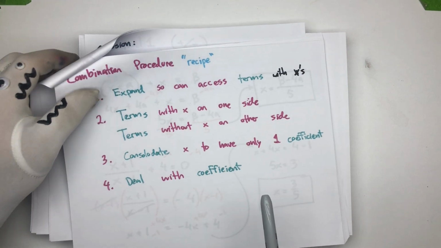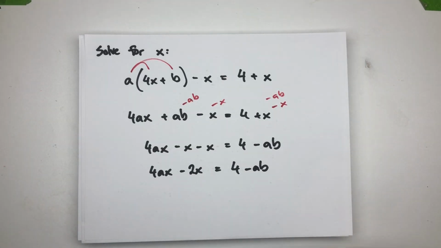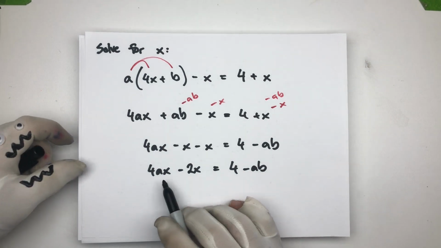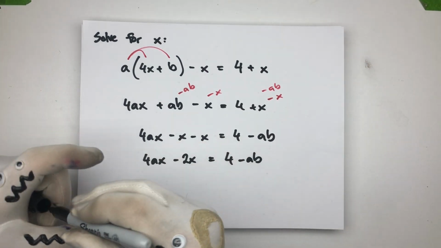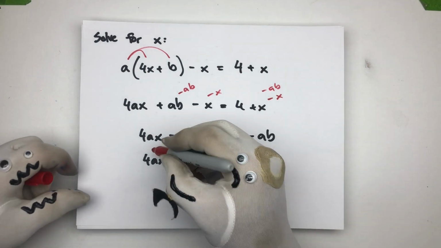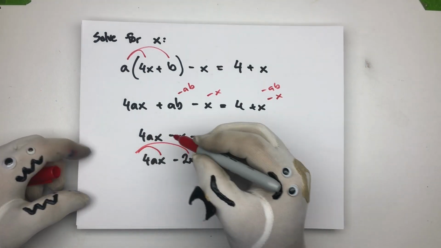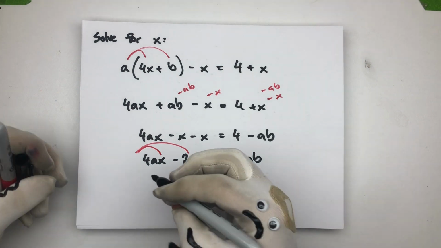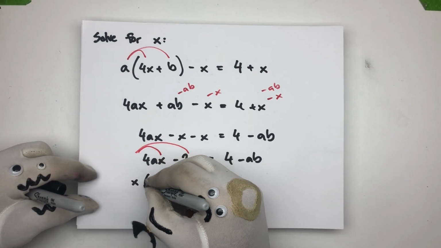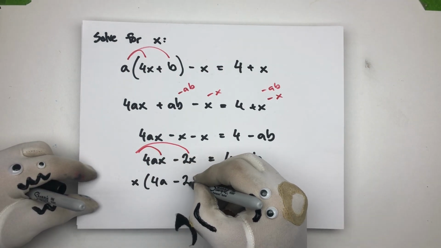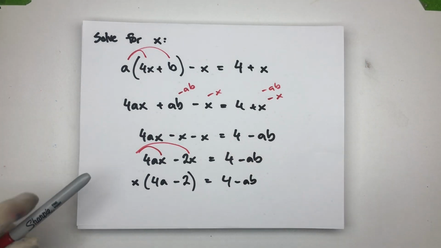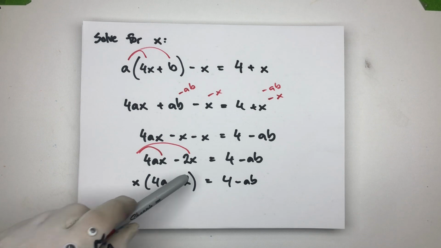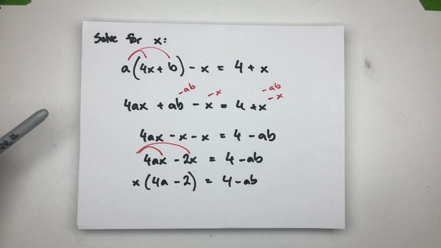Okay, so what I call this is a reverse bracket operator. Okay, so what we want to do here is we have x's in two spots. So what we want to do is we want to take x out. So what we're going to do is we're going to do a reverse bracket operator here. Okay, we're going to take the x out. So this thing will become x times 4a minus 2 equals 4 minus ab. Okay, so if I multiply this x back into here, I will get that back.